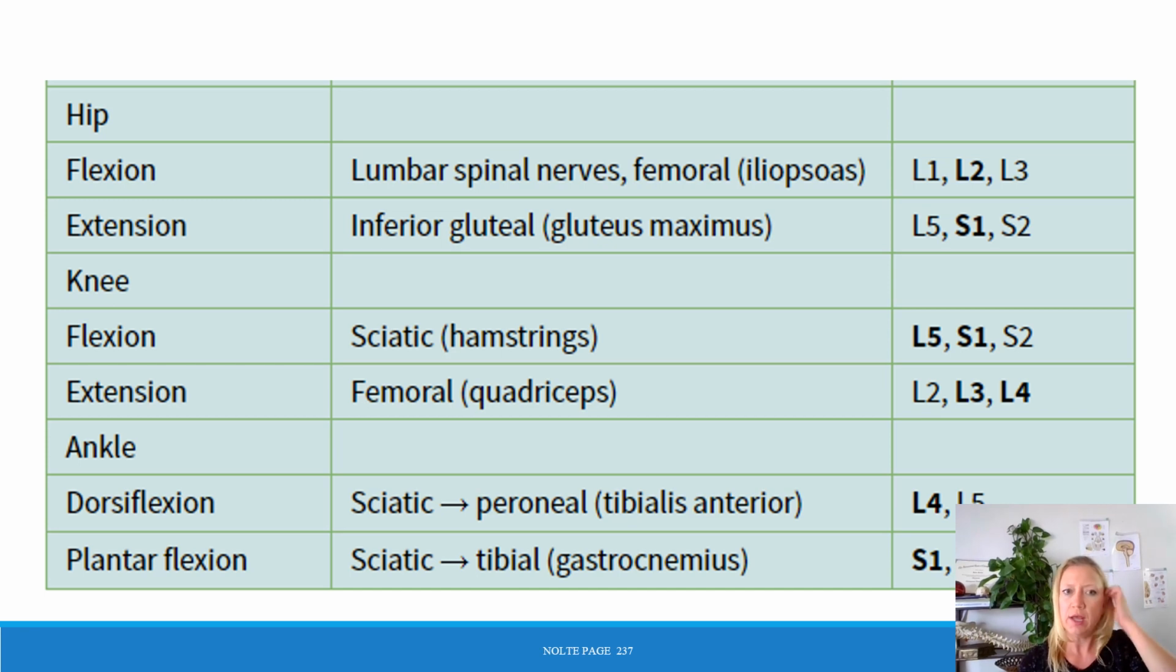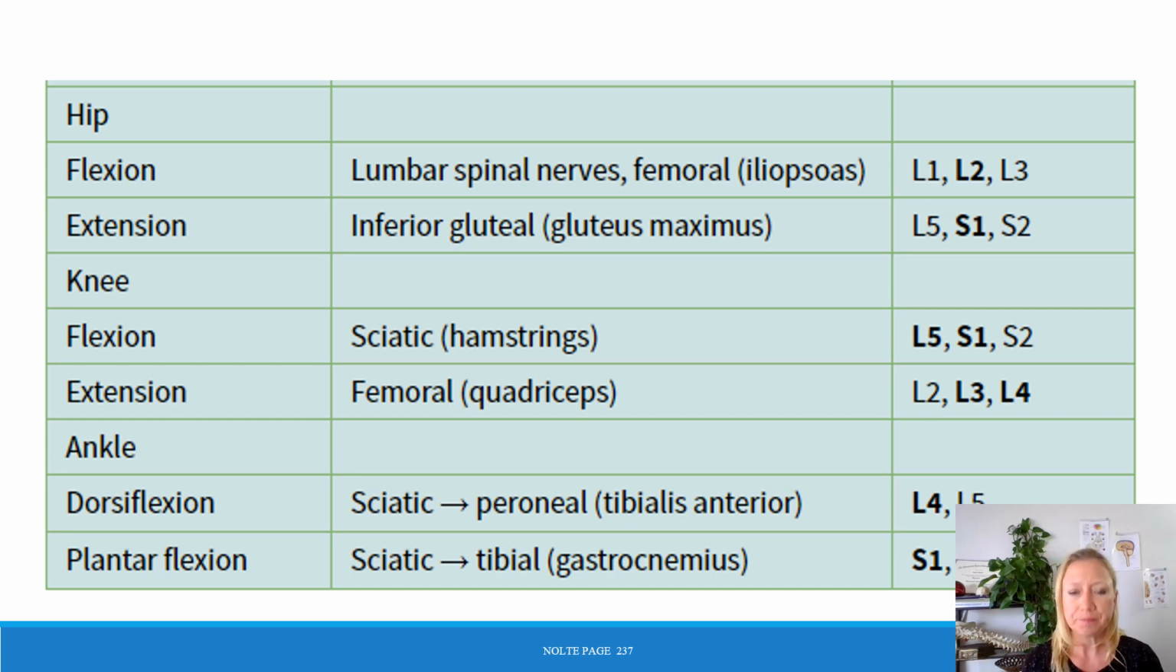Hip flexion and extension. So hip flexion is going to be sitting. Okay, so sitting. So that's that iliopsoas, major hip flexor of the body, L1, L2, a little bit of L3. Extension is glute. Okay, so inferior glute nerve. So that's going to be glute max. Okay, so glute med is going to give us more abduction than extension. So that's going to be L5, S1, S2.